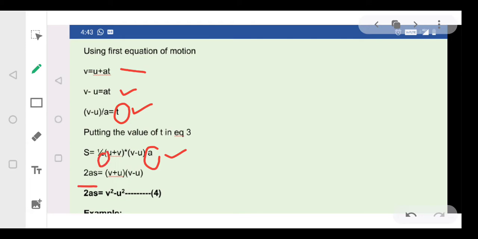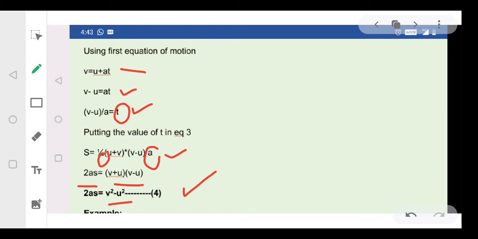This will become, by cross multiplication, 2AS, and the right hand side will be V plus U into V minus U. You might know this formula in mathematics, that A plus B into A minus B is equal to A square minus B square. So we will write it as V square minus U square. This is our third equation of motion. V square minus U square is equal to 2AS.